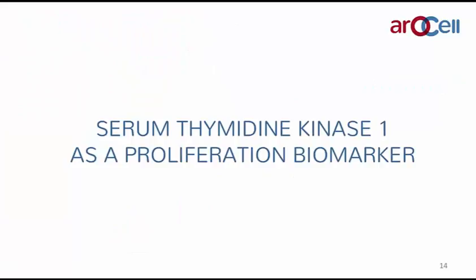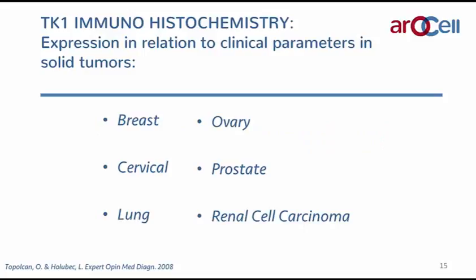So how is thymidine kinase 1 used as a proliferation biomarker? Well, immunohistochemistry has been used quite a lot, and has shown that in breast cancer, ovary cancer, cervical and prostate cancer, lung and kidney cancers, one can detect it, and it's also increased in case of cancer.